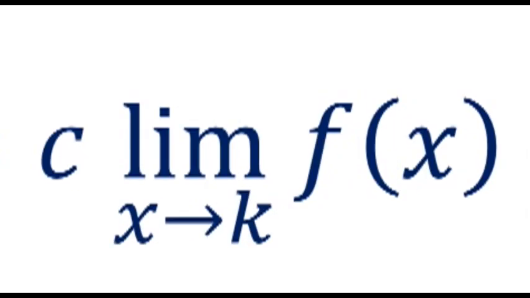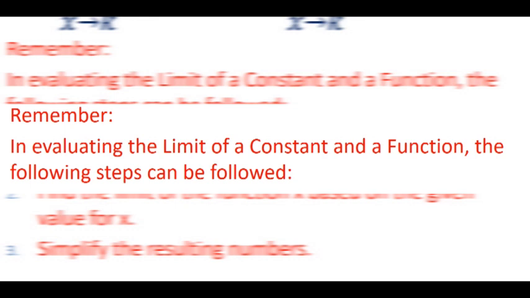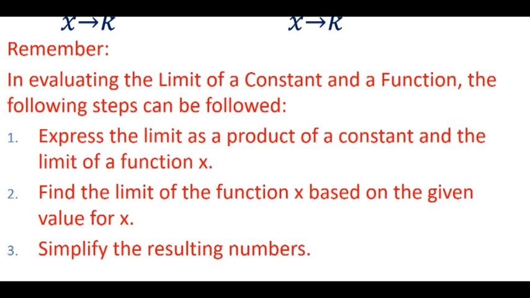You have to remember that in evaluating a limit of a constant and a function, the following steps can be followed. First, express the limit as a product of a constant and the limit of f of x. Second, find the limit of the function based on the given value for x. And third, simplify the resulting numbers. Let's have an example.